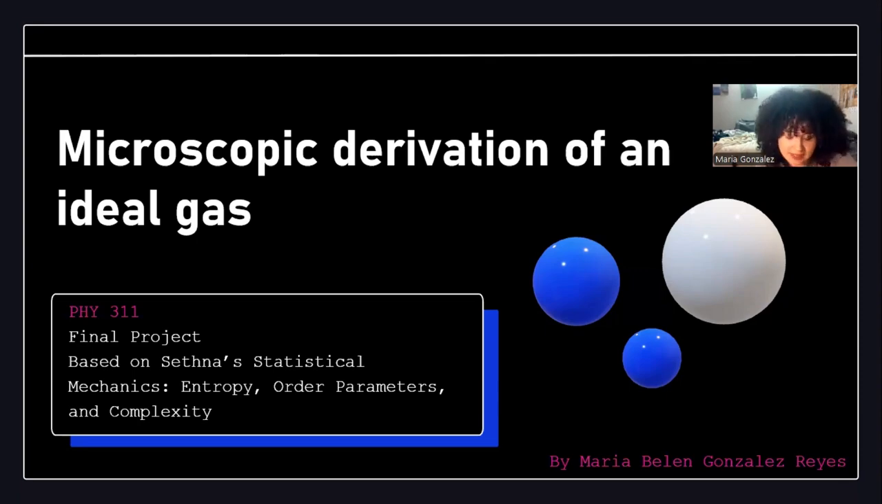My name is Maria Gonzalez, and I will be presenting on the microscopic derivation of an ideal gas, because that's the best name I could find to describe what I'm about to present. This is a final project for StatMech, or Physics 311. And all the stuff I'm going to talk about is really based on the book SETNAS, Statistical Mechanics: Entropy, Order Parameters, and Complexity.